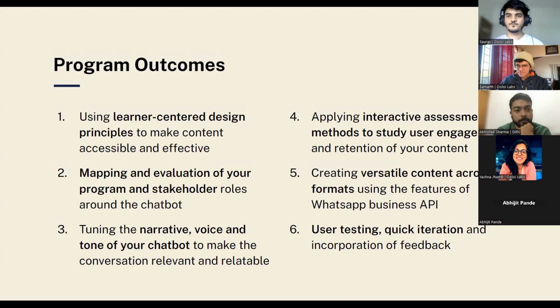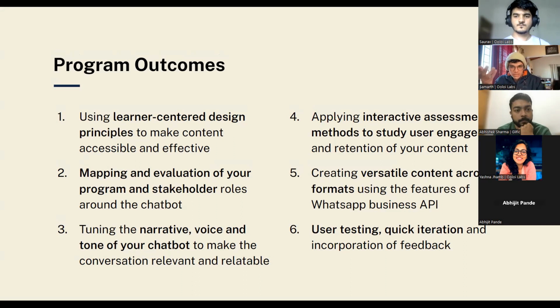Fourthly, there are really interesting ways in which we can do check for understandings, not just to collect data, but also to understand user engagement and to better improve the chatbot itself, right? So how can we use interactive assessment methods to be able to do this?